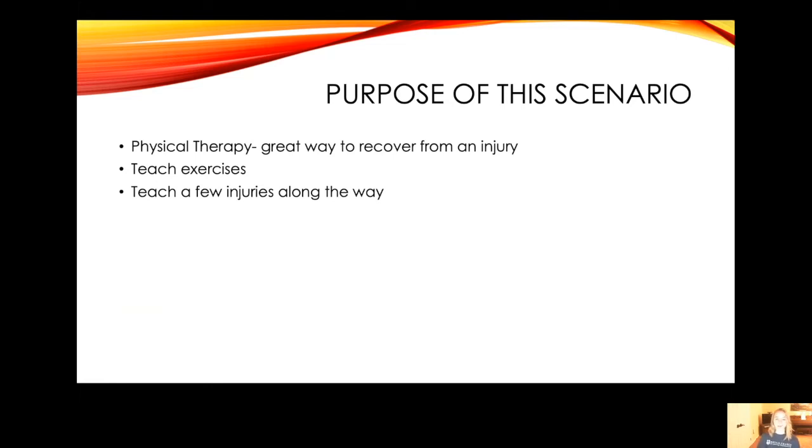So physical therapy is a great way to recover or to prevent an injury. This video should help to teach a few exercises and provide some knowledge of how certain injuries occur throughout your body. These are obviously not going to be every single injury in the world, but just the most common ones for each area of your body.